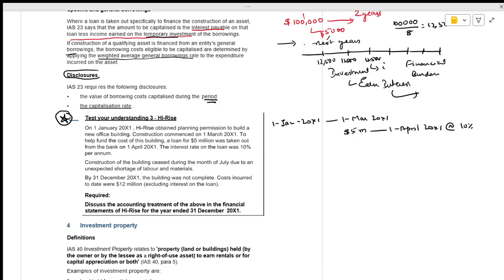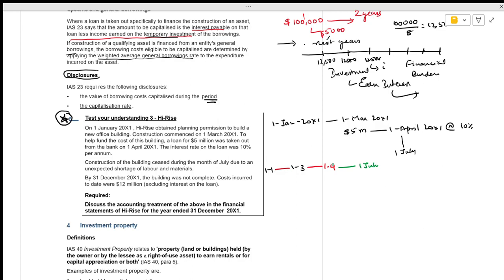Construction of the building ceased. See the timeline: January 1st, 1st March, 1st April, and on 1st of July. I will write it like this. This is January 1, and from January 1 till 1st of March, and again 1st of April. And from 1st of July, the construction of the building ceased.